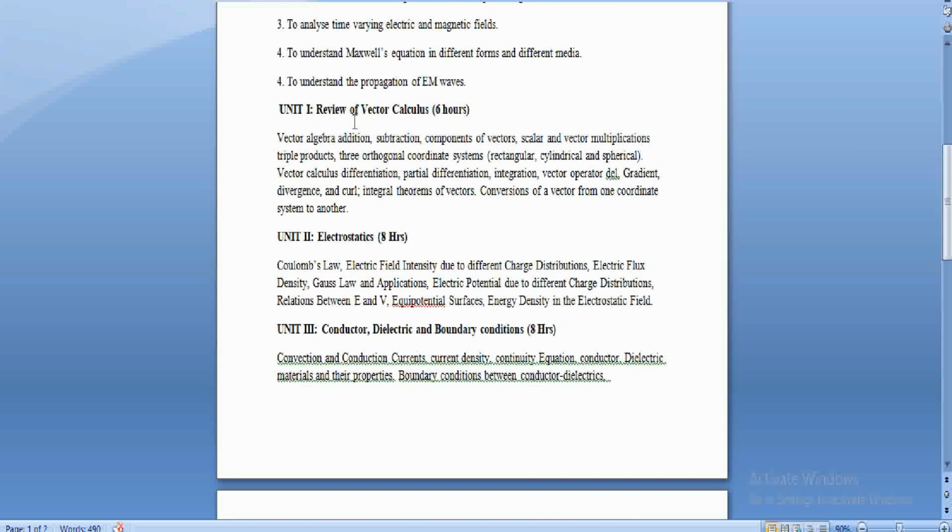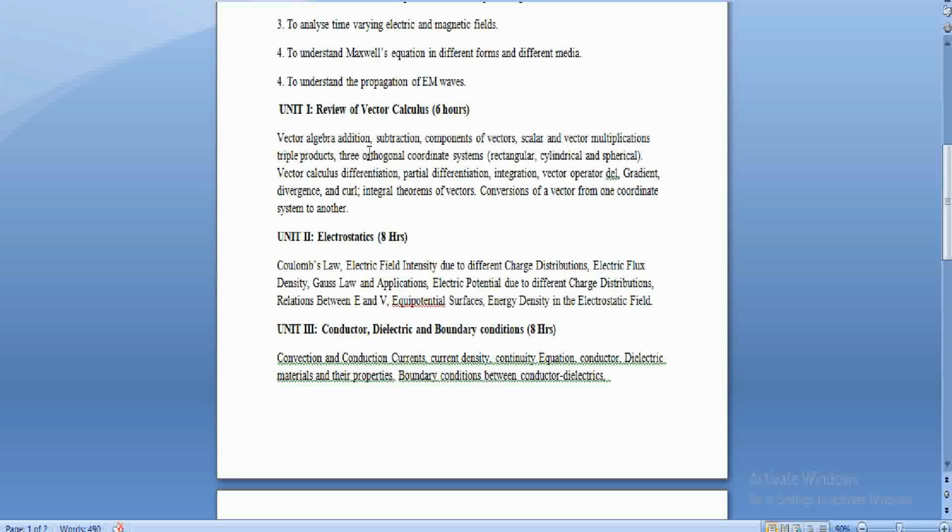The unit 1 includes the review of vector calculus. It means that before starting the electromagnetic field subject, we need to know what a vector is, what a scalar is, and related operations like addition and subtraction. In unit 1 we are going to see the components of vectors, scalar and vector multiplications, triple product, three orthogonal coordinate systems, rectangular, cylindrical, spherical, and vector calculus, differentiation, partial differentiation. And the actual topic starts from your second unit.